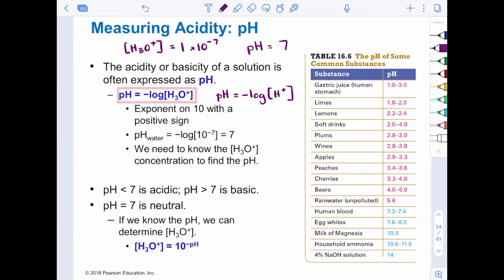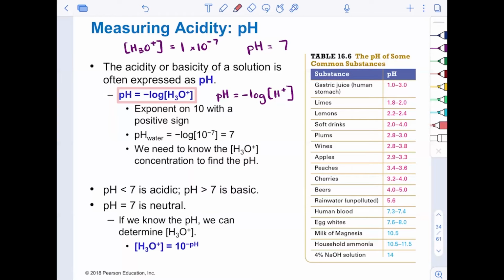Water in its pure form has equal amounts of H3O plus and hydroxide. The concentration of H3O plus, therefore, is 1 times 10 to the negative 7. For a neutral solution, if we took the negative log of that value of concentration, we'd get 7. So being able to understand the concentration of hydronium in a solution will directly relate us to the pH of that solution. We can always go backwards as well.